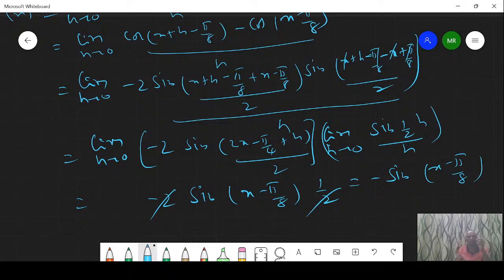So that will be the derivative of cos of x minus pi by 8. This is the derivative of cos of x minus pi by 8 by using first principle. So I have completed the first main.